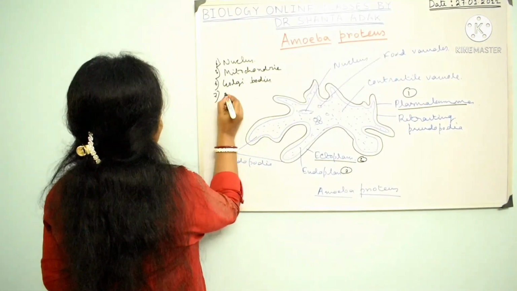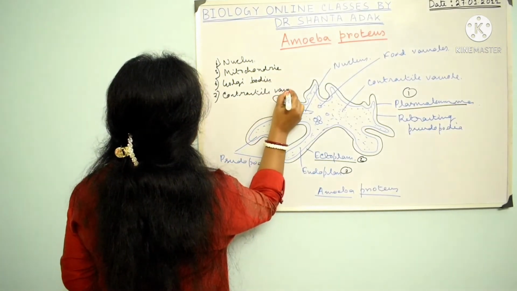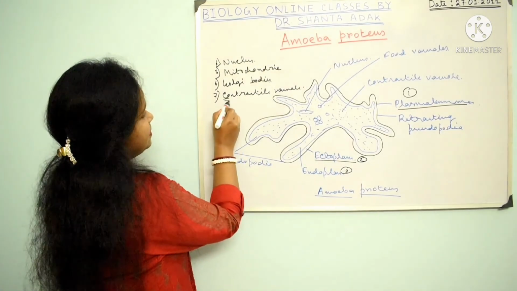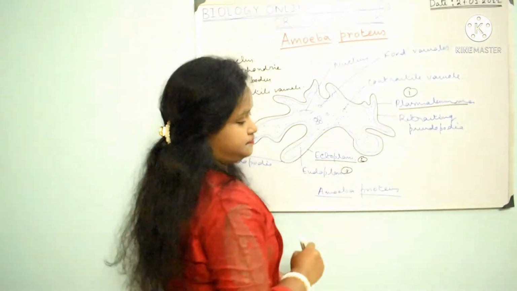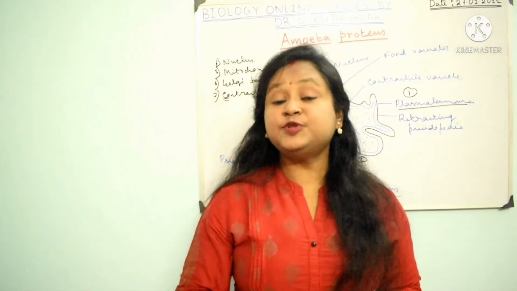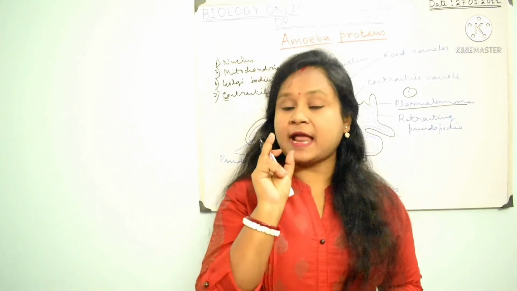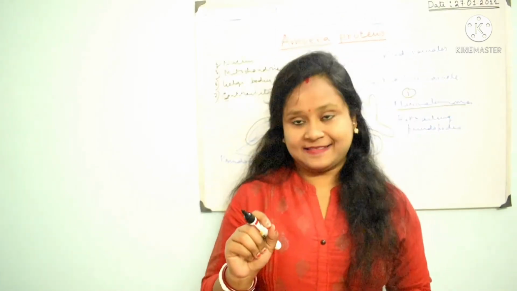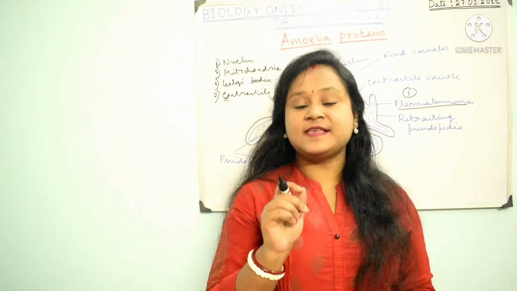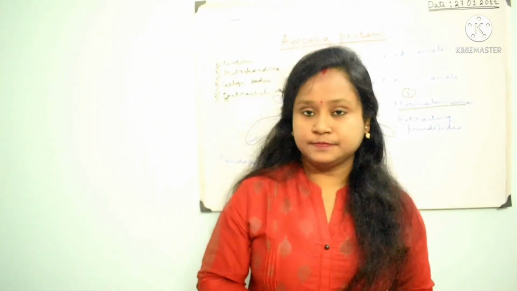The most important one, contractile vacuoles. At the posterior end of the endoplasm, there is a round and pulsating vacuole filled with watery substance. This water-filled round space is known as the contractile vacuole. It is formed by the fusion of several small vesicles.